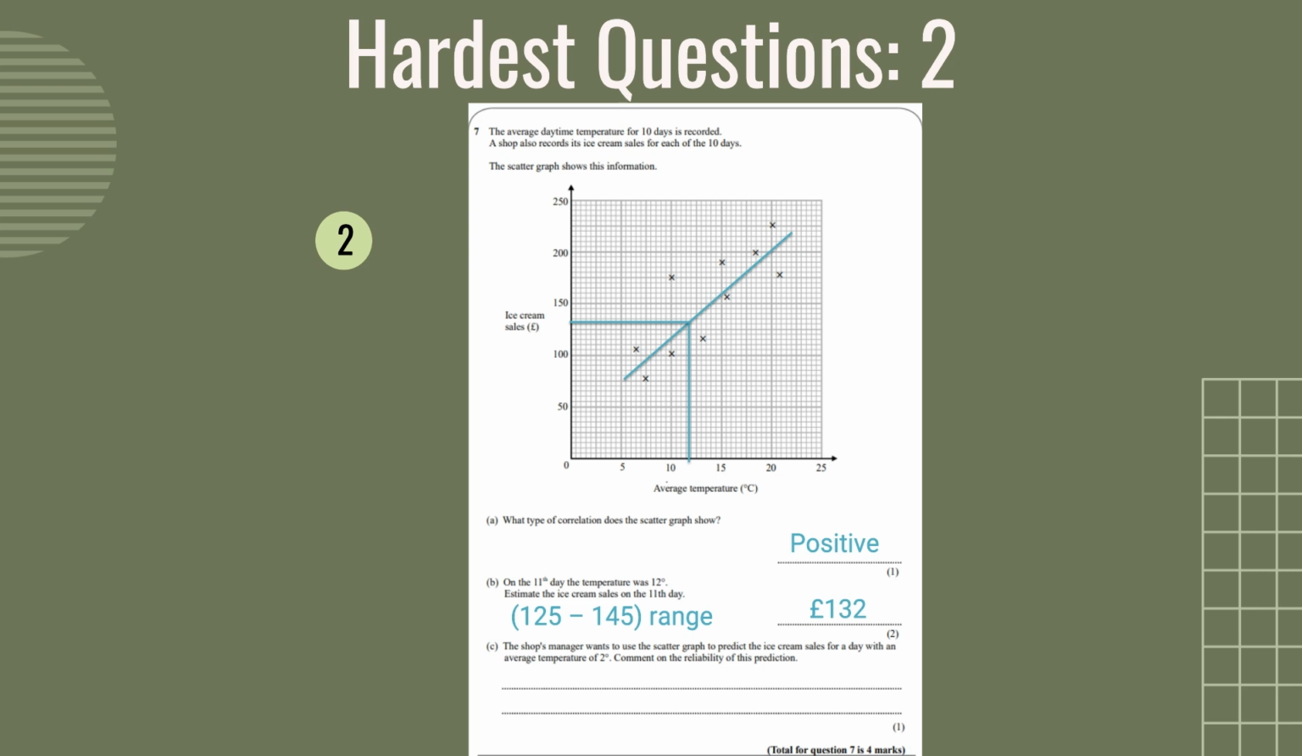Part C of the question says, the shop manager wants to use a scatter graph to predict the ice cream sales for a day with an average temperature of 2 degrees. Comment on the reliability of this prediction. And our answer would be, it wouldn't be reliable as 2 degrees is out of the range. What I mean by this is, we have no data around the 2 degrees point. And we can't use the line of best fit, because we could say the same the other way. If we use the line of best fit for say 100 degrees, the line of best fit may say he's making a grand in ice cream sales, but everyone would be dead because it's 100 degrees. So we simply say it wouldn't be reliable as 2 degrees is out of the range of data.